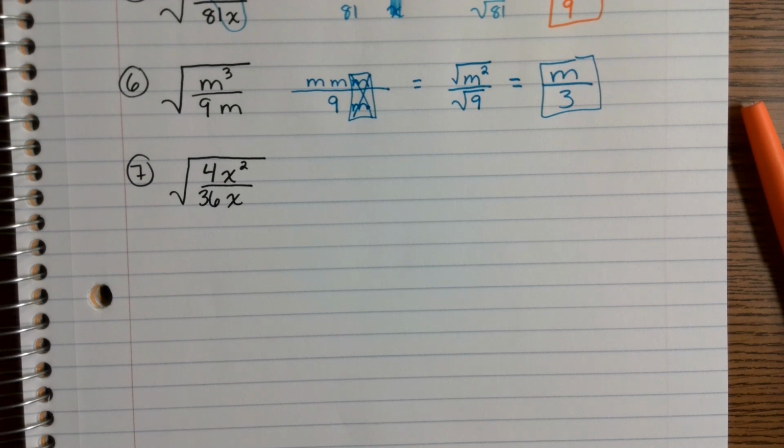Well, you only simplify if it needs to be simplified. Remember, you check to see if it's perfect first. If it's not perfect, then you simplify it.